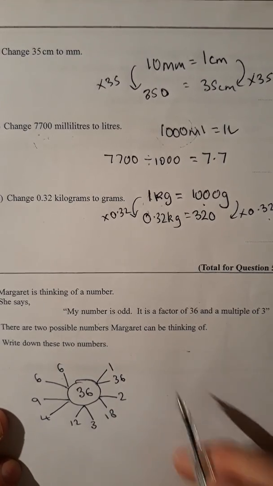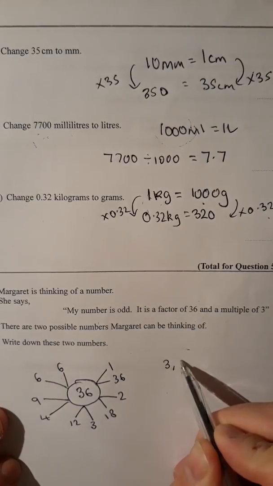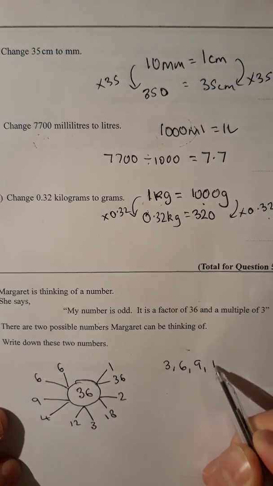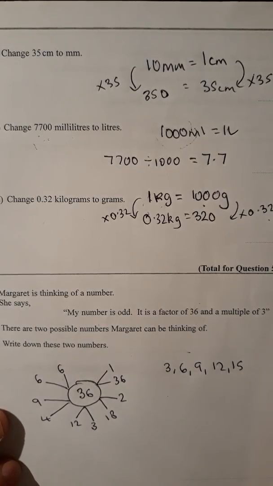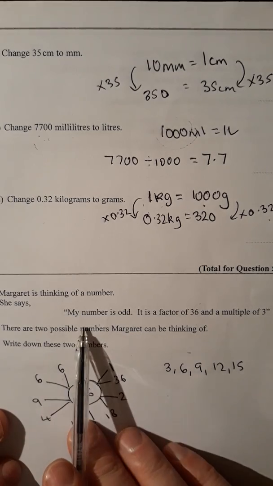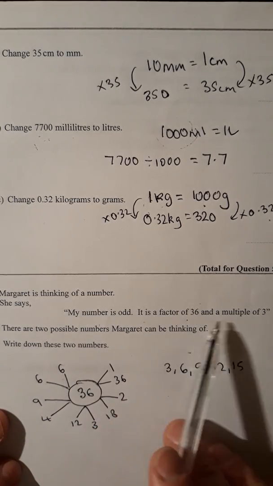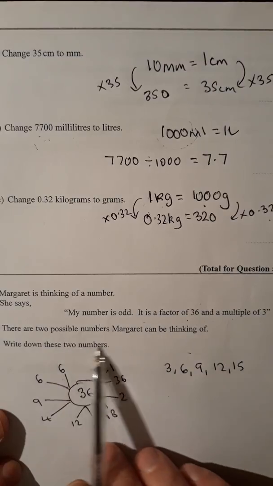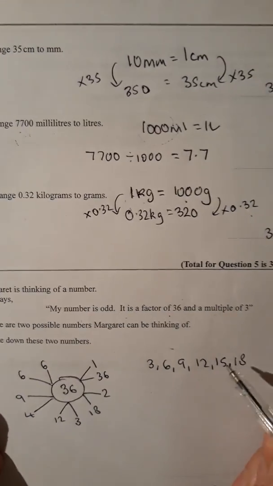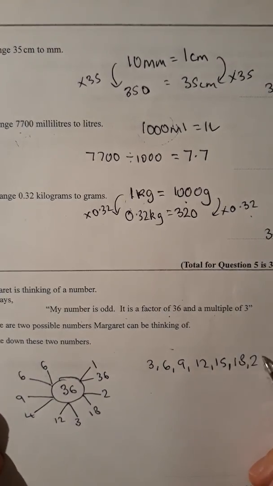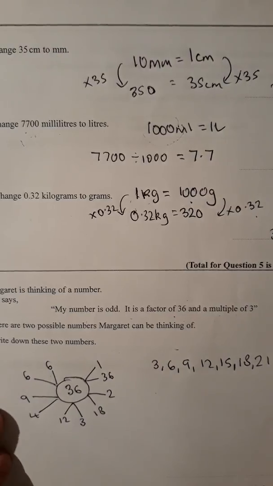It's also a multiple of 3, so it can be 3, 6, 9, 12, 15, and so on. Okay? So if we look at this now, it says, my number is odd, it is a factor of 36 and a multiple of 3. There are 2 possible numbers Margaret could be thinking of. So far, what have we got? I keep going with these just to see what we've got. A factor of 36 and a multiple of 3.